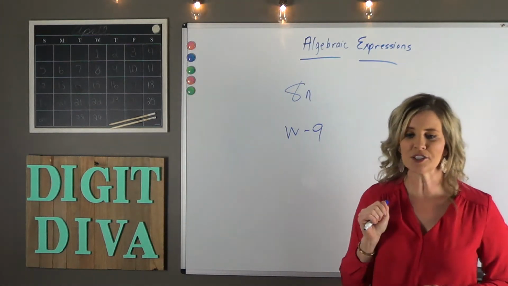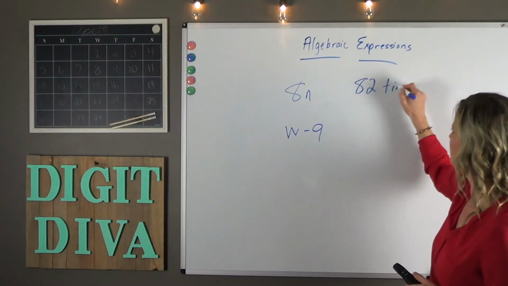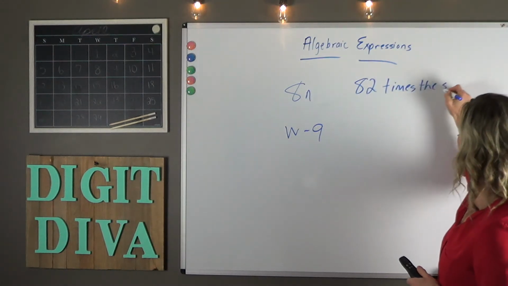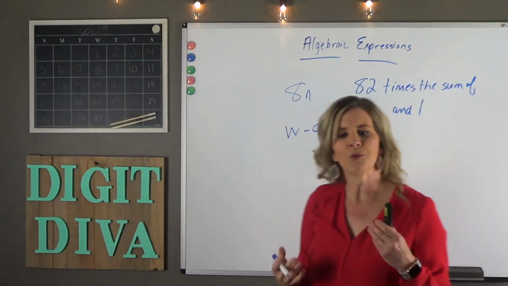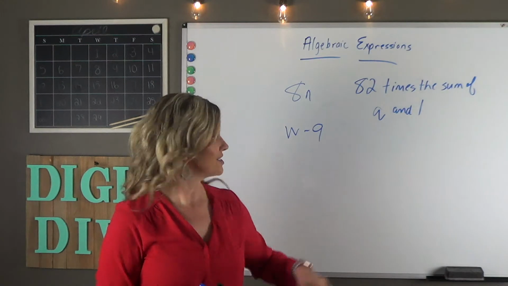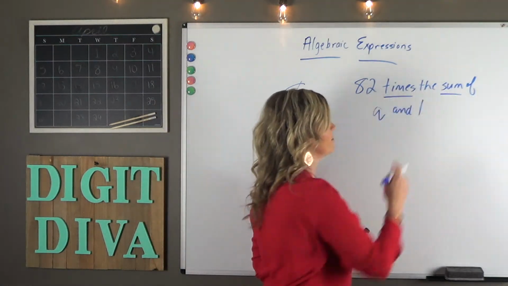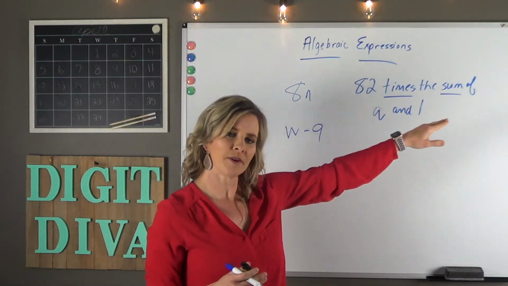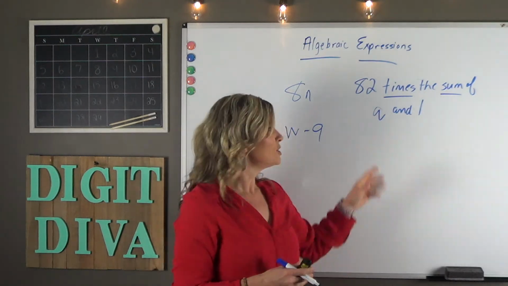Let's jump down to one that's a little bit trickier. 82 times the sum of q and 1. I'm going to write that one on the board. 82 times the sum of q and 1. So what do you notice about this algebraic expression? There are two key vocabulary phrases, little words, times and sum. When there are two or more algebraic words, let's use parentheses.